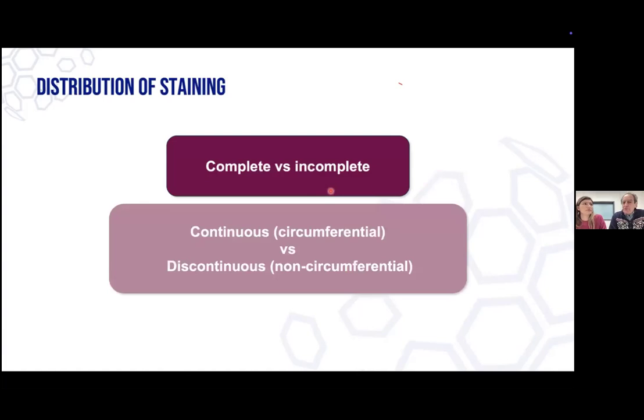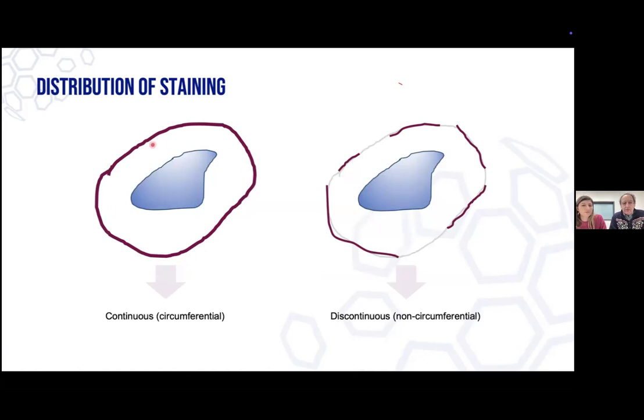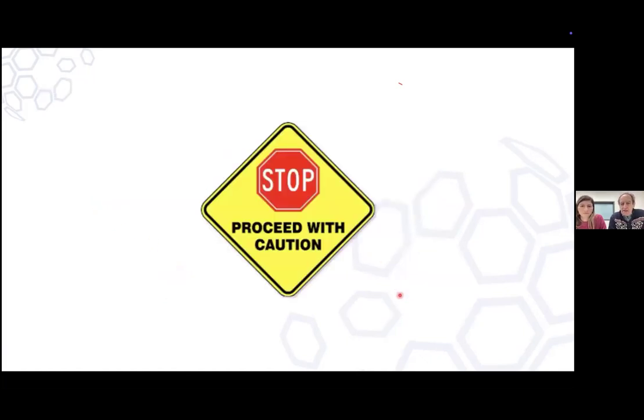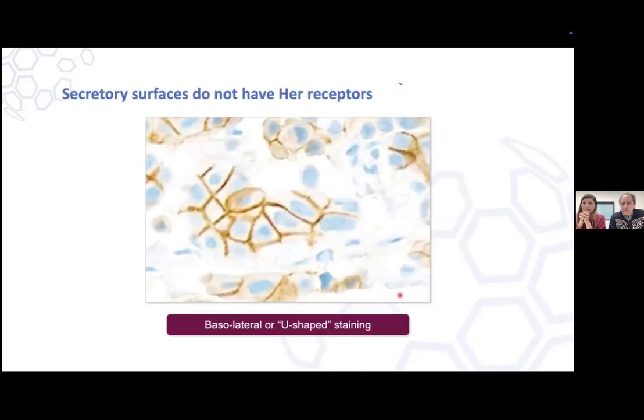It's kind of complete versus incomplete, or if you want, circumferential versus non-circumferential. So in a cartoon, that's circumferential, and that is interrupted, non-circumferential, discontinuous. A little bit of caution, because we understand now that there are certain types of breast cancer that have luminal surfaces that secrete and do not express receptors on this surface. So now we become more and more aware of this U-shaped staining, and U-shaped is equivalent to circumferential. That's the only thing to think about.